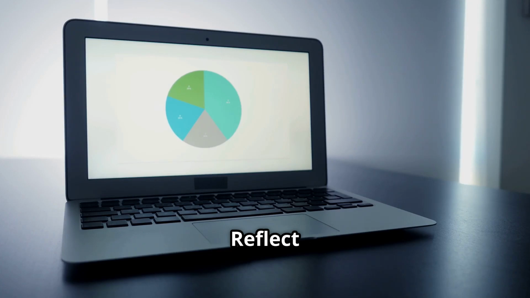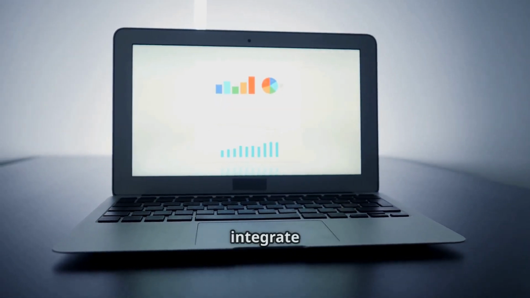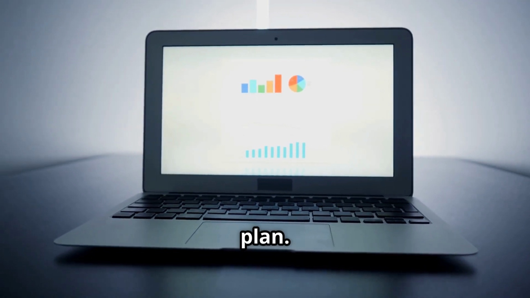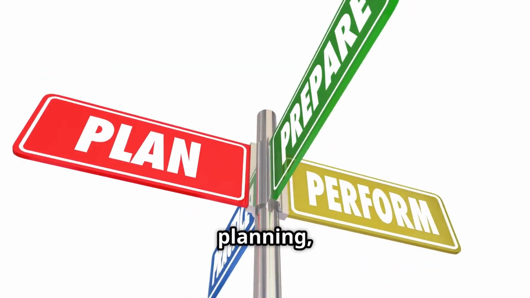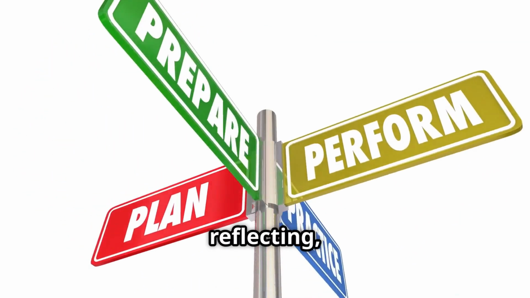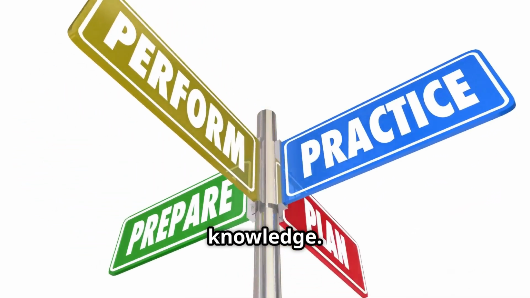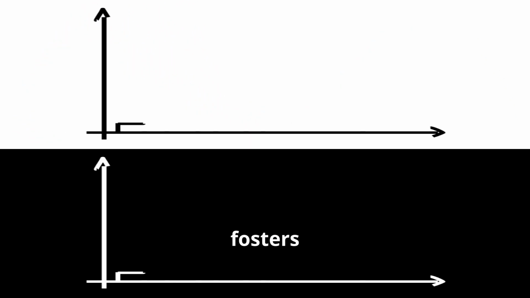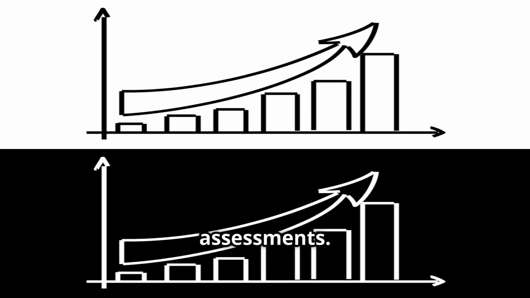Reflect. Analyze your performance, identify areas for improvement, and integrate feedback into your study plan. This iterative cycle ensures continuous improvement. By consistently planning, practicing, performing, and reflecting, you can gradually enhance your skills and knowledge. This approach fosters a growth mindset and increases your chances of success in technical assessments.